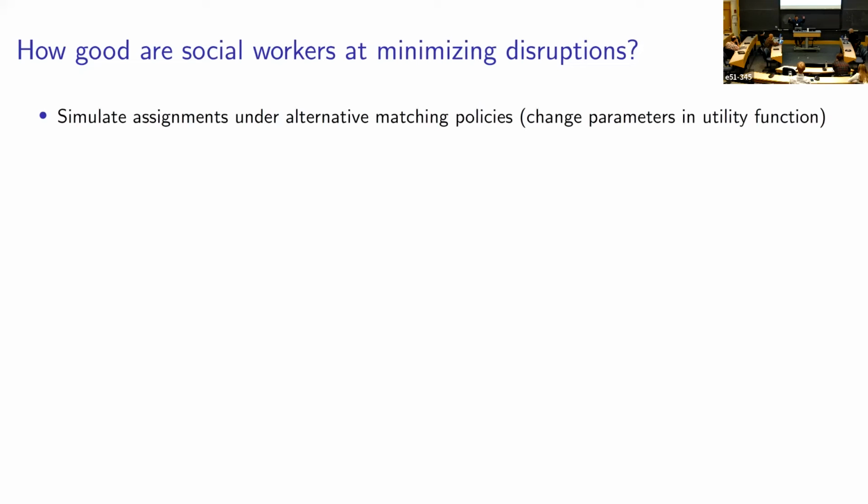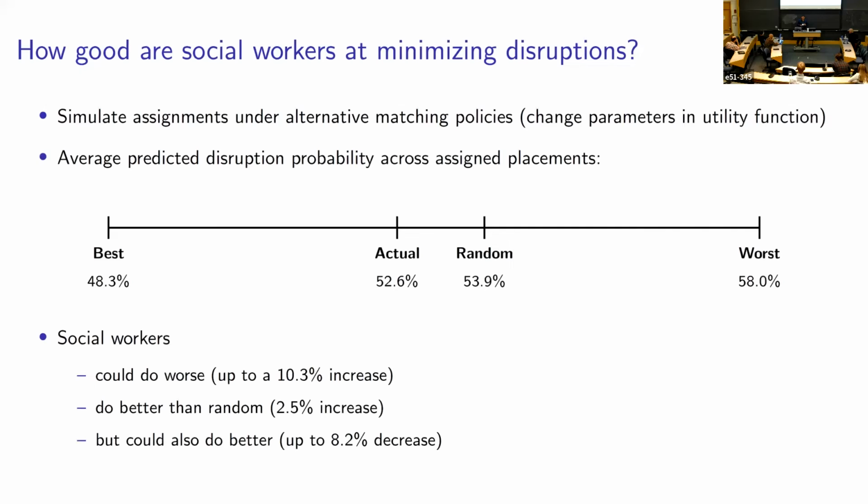And this is where the fairly good comes in. This is the average predicted disruption probability across all the assigned placements in the sample. The best we can get, if social workers had a computer that would estimate this model and minimize the disruption, is an average disruption probability of around 48.3%. The actual one, using the estimated parameters of the model, is around 52. Uniformly at random, 53.9, almost 54. The worst case, 68.